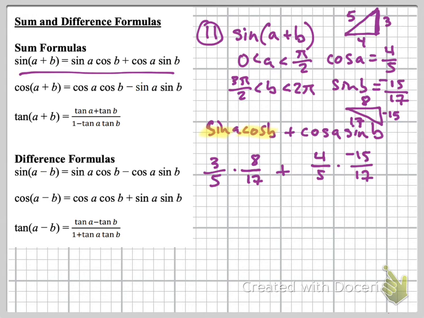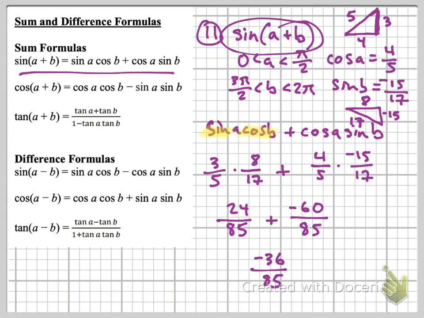So now we're going to end up multiplying quite a few fractions. If I'm not mistaken, this is 85. And if I'm not mistaken, this would be 24 plus, this also ends up being 85, and this is going to be a negative 60, so it should be negative 36 85ths is actually what the sine of a plus b is. Let me check the answer key. Yes, that's the correct answer.